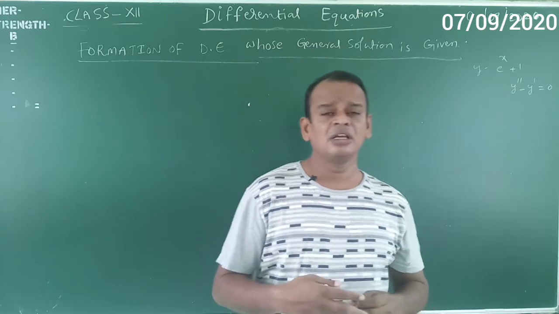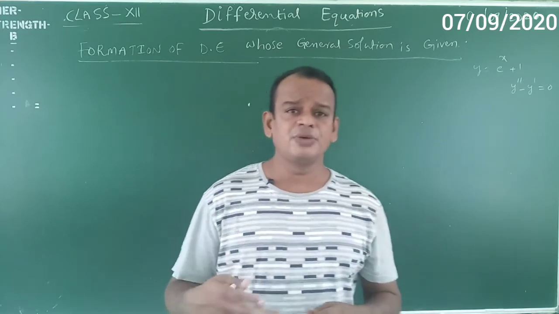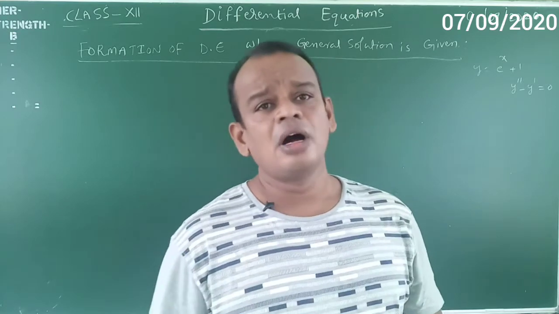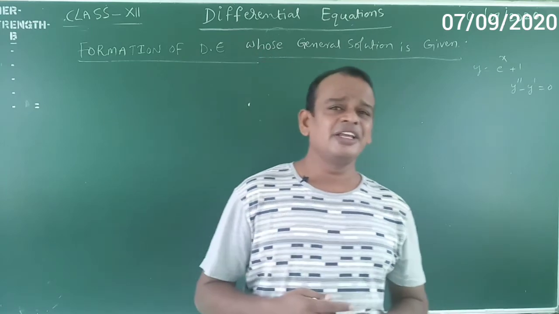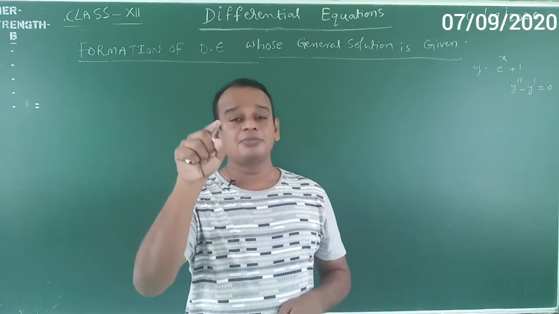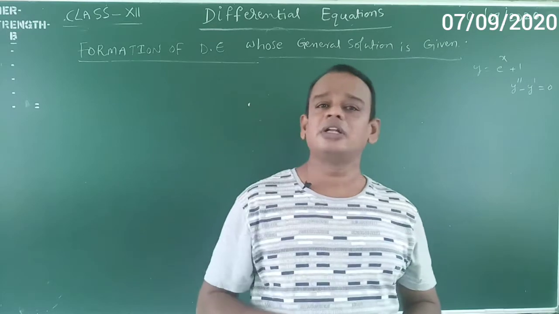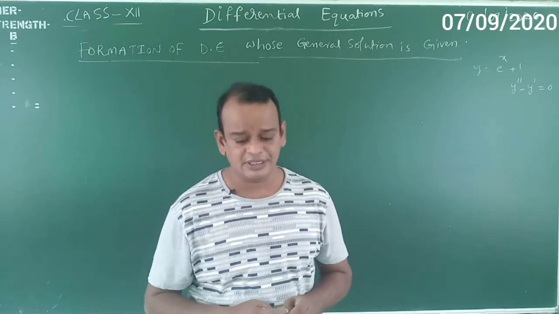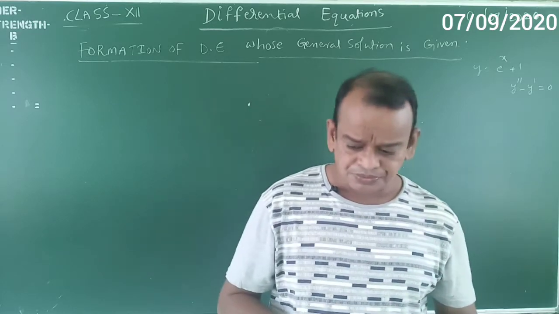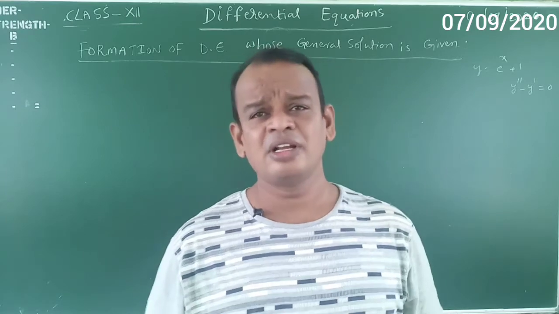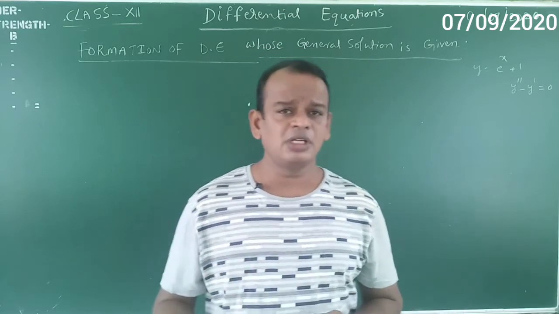What is the order? The highest derivative occurring in the given equation is called the order of the differential equation. Next, degree: the index or power of the highest order derivative is called the degree of the differential equation, my dear students. Now today we are going to study the general solution and the particular solution of the differential equation.